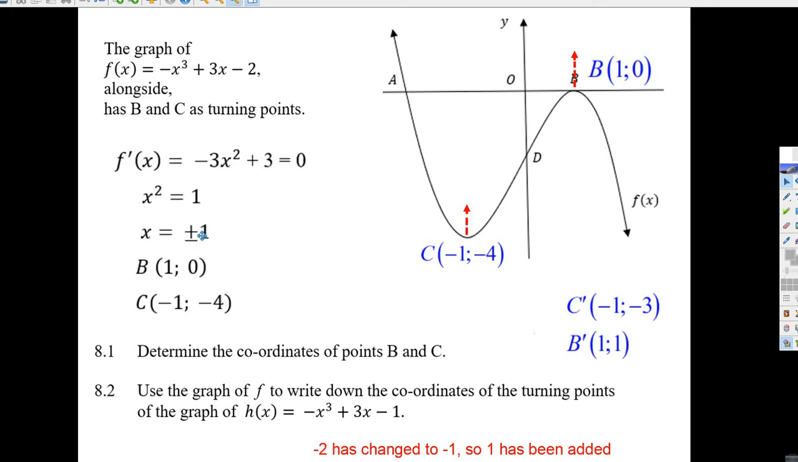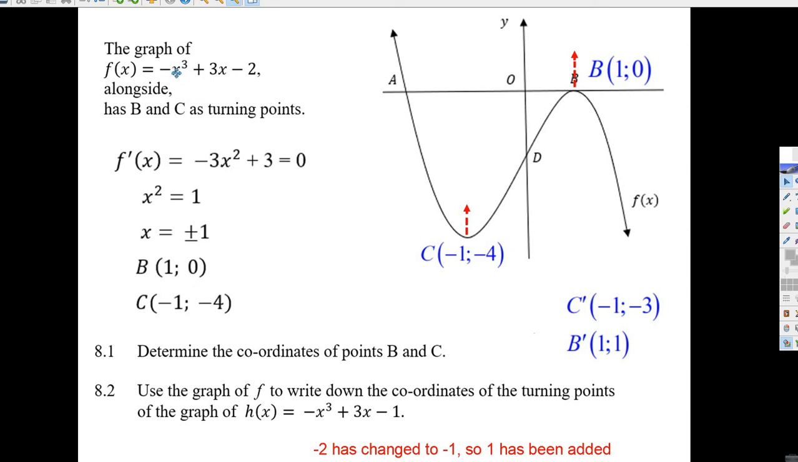So there's two places, two turning points. One is x equals 1, and one is x equals minus 1. All you do is take 1 and put it back into the function, and you'll get y is 0. So B is 1 and 0, and then take minus 1 and put it back into the function.